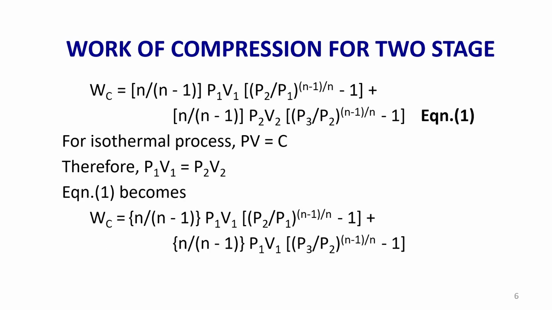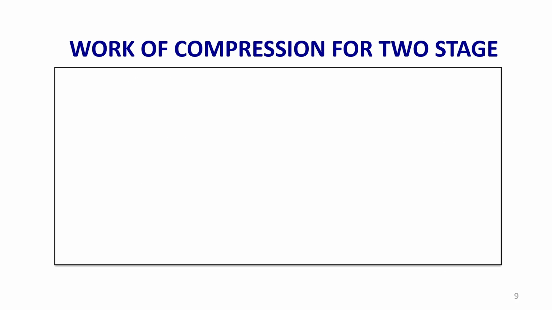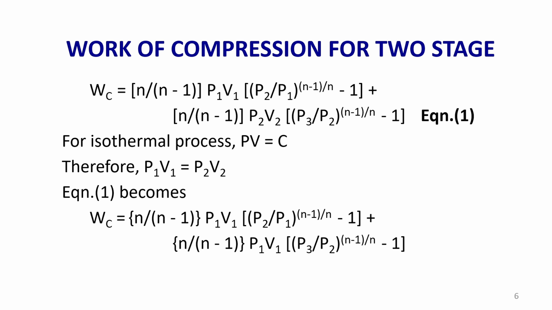Okay. So, let me write this one. We will use P1, V1, the same polytropic. We assume the process to be a polytropic one, which follows the law PV^n equal to constant. So, the work of compression is equal to n by (n minus 1) into P1 V1 into square bracket (P2 by P1) whole power (n minus 1) by n, minus 1. Okay. So, this is for the low pressure cylinder, where the air is compressed from pressure P1 to P2.